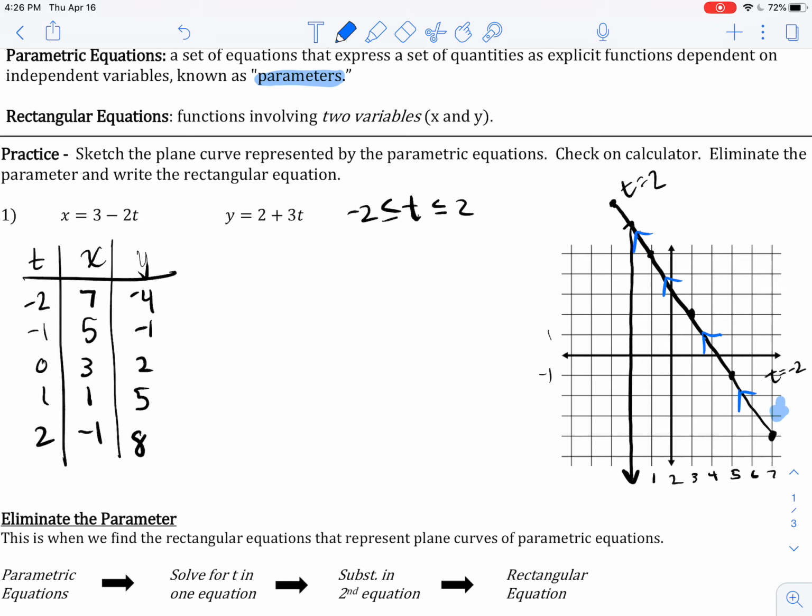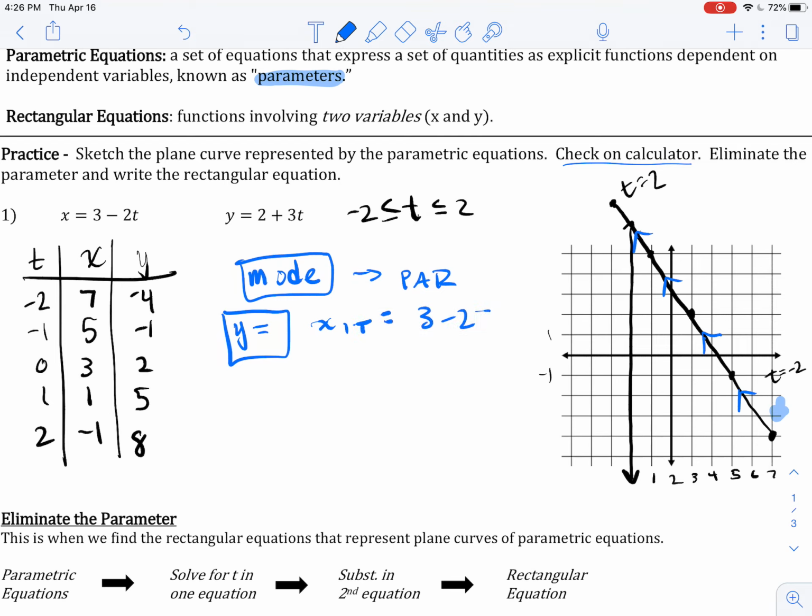The directions asked you to check on a calculator, and I wouldn't worry too much about that, but in case you were curious, in your graphing calculator, you would want to switch your mode, hit the mode button, and change that into PAR, which means you're going to be graphing in parametric equations. And then when you hit the y equals button, it'll allow you to enter your parametric equations, and you should see something like this. And then that's when you would write in 3 minus 2t, and then you would also want to do something like this.